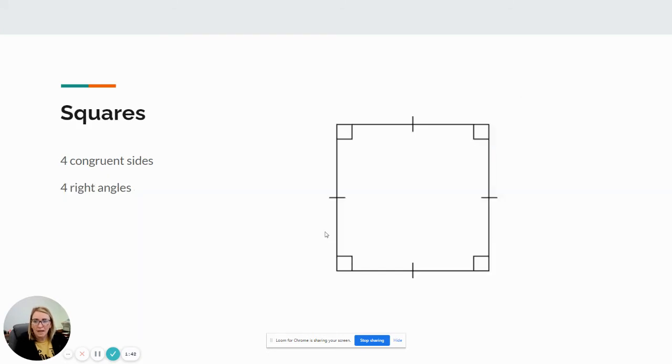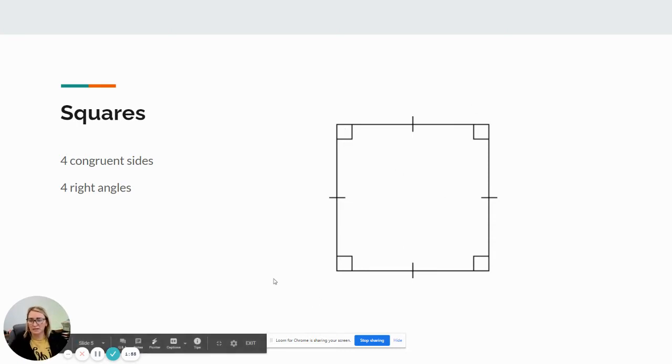Okay? And then lastly, squares: 4 congruent sides, 4 congruent angles, 4 right angles. And obviously the diagonals are going to be congruent. Everything about a square is congruent, okay? So we're going to use this information to be able to find side lengths.